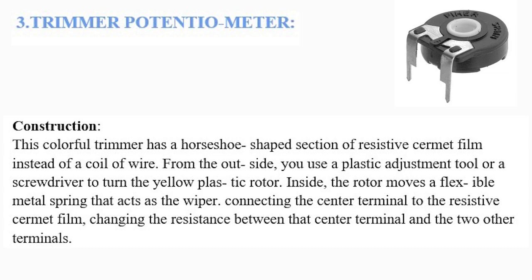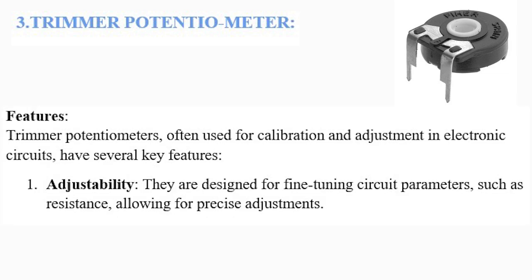Inside, the rotor moves a flexible metal spring that acts as a wiper, connecting the center terminal to the resistive ceramic film and changing the resistance between the center terminal and the other two terminals. Trimmer potentiometers, often used for calibration adjustment in electronic circuits, have several key features, such as adjustability. They are designed for fine tuning.